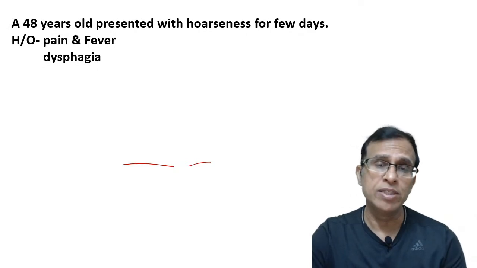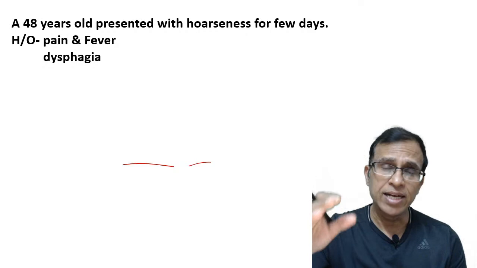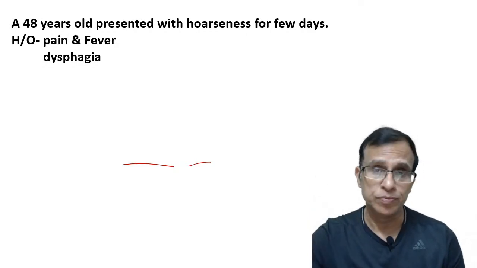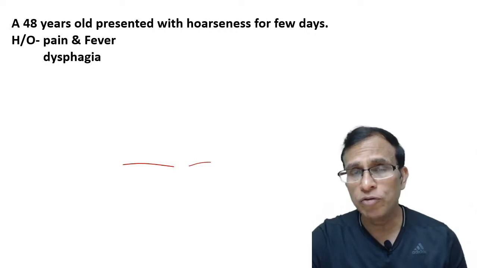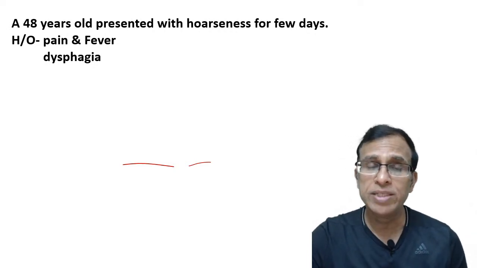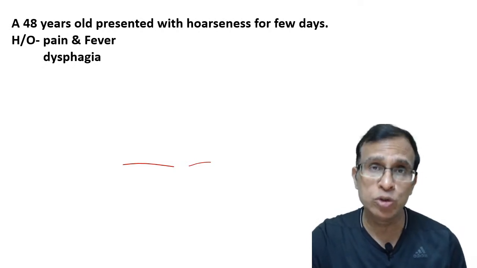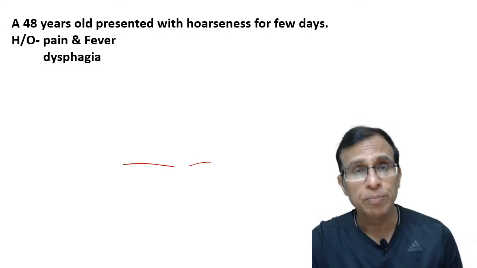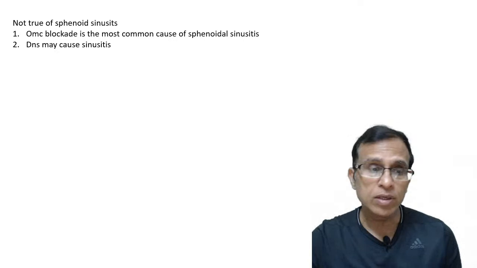Then, in most cases where the patient has hoarseness of voice, the patient alongside also has dysphagia, because larynx and hypopharynx are next door, they are together. So when the larynx gets affected, the hypopharynx often also gets affected, and the patient is not able to swallow properly. So dysphagia means difficulty in swallowing. Sometimes there is odynophagia, painful swallowing. So you have to take the history of painful swallowing also.